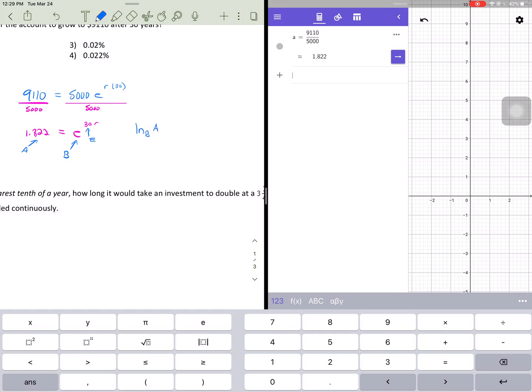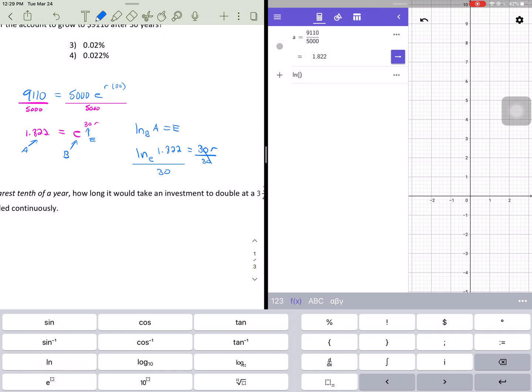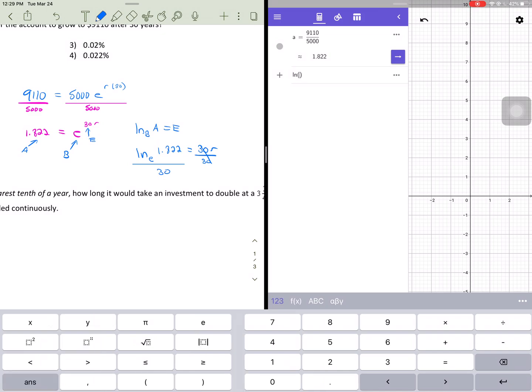ln base e, which is ln, natural log e. Remember, we don't have to put this. I'm going to put it, but we don't have to. The answer is 1.822 equals 30r. So I'm going to take this side divided by 30, take this whole answer, divide by 30. So I'm going to do that over here now. Natural log of 1.822, and take that answer and divide by 30. And there you go. We get 0.0199.